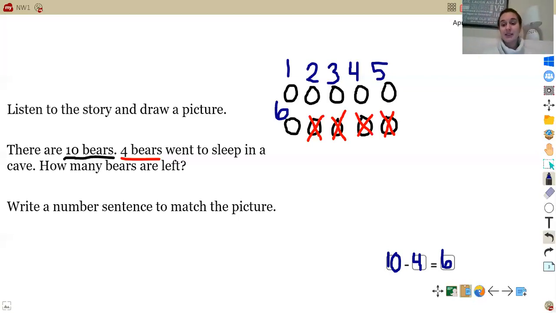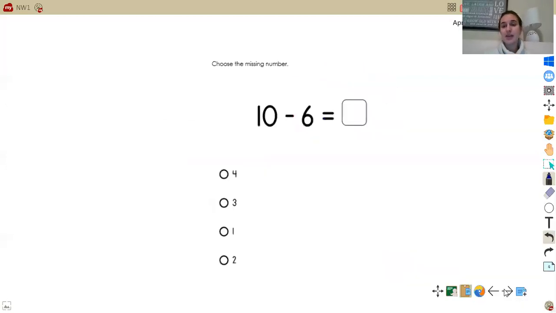Now it's time for our exit ticket. So go ahead and pause this screen, complete the exit ticket, and then come back to check your work. Your exit ticket says, choose the missing number. 10 minus 6 equals blank. So I'm going to quickly draw a picture to represent 10 minus 6 equals blank.